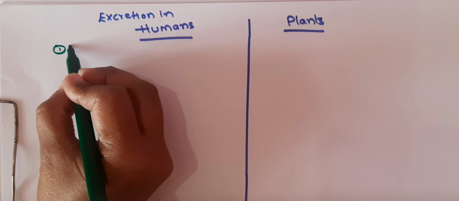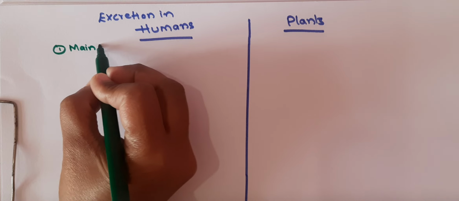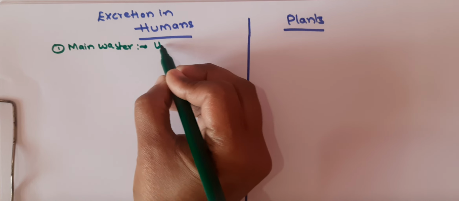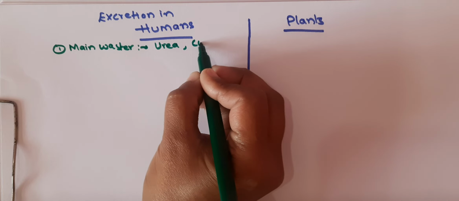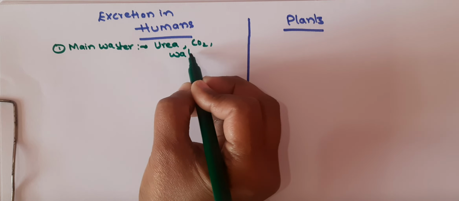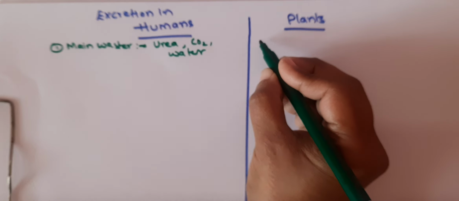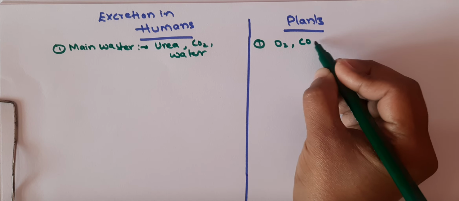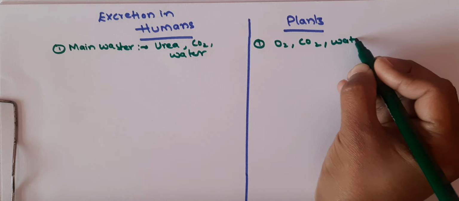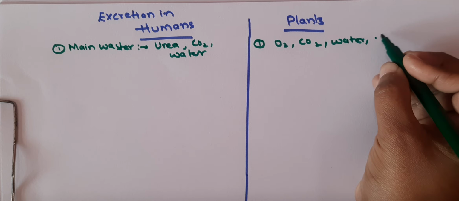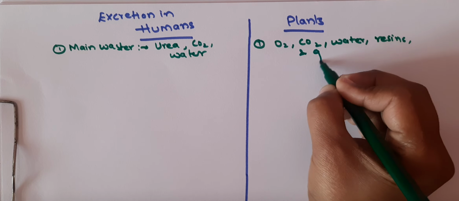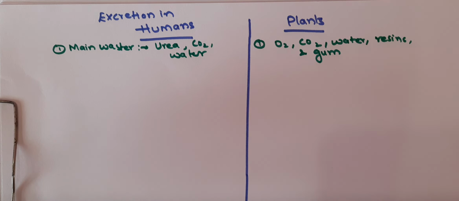So in the case of humans, the main waste is urea, carbon dioxide and water. But if we talk about the plants, then the main waste are oxygen, carbon dioxide, water, and in addition to that, they will also excrete resins and gums. So this is the first difference about the main waste.